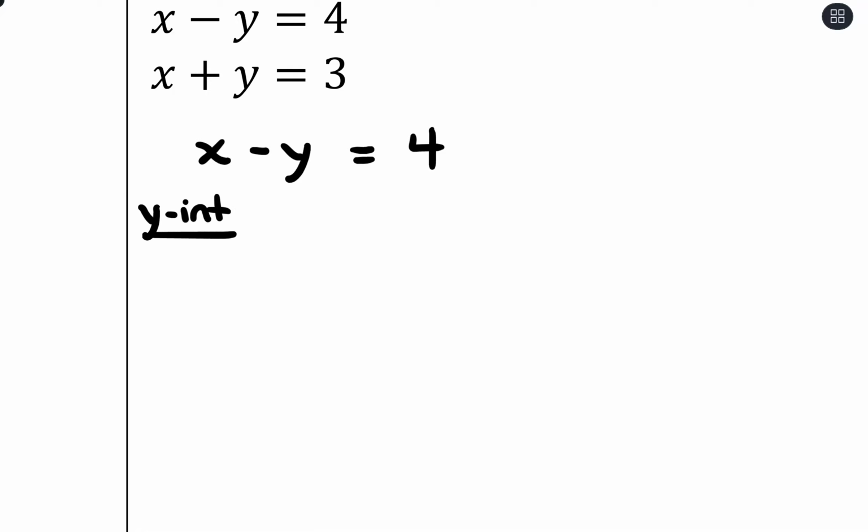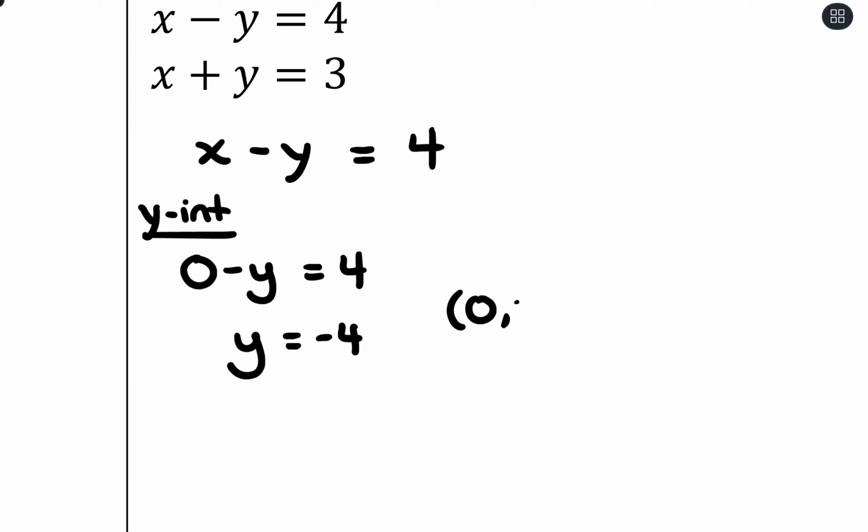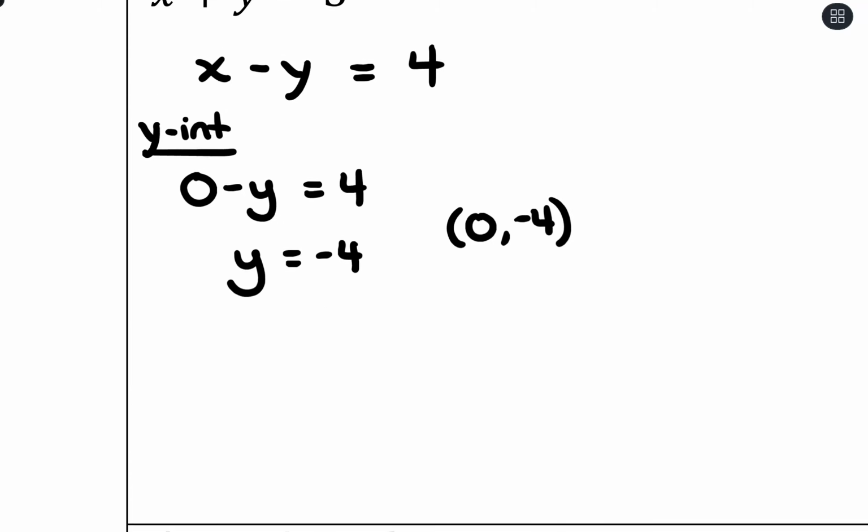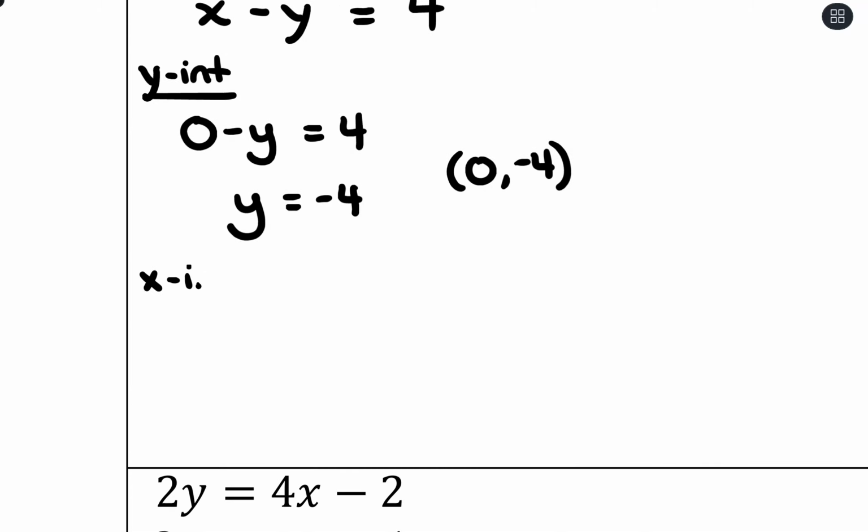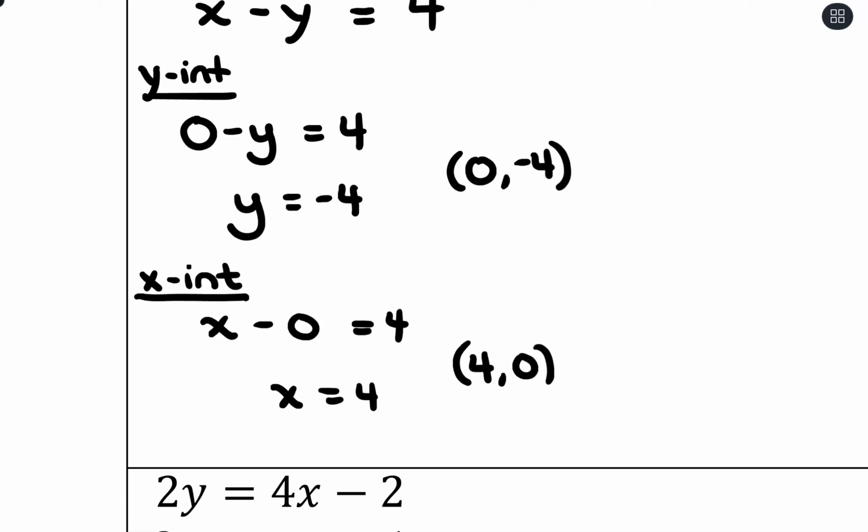So that's when we plug in x equals 0, which is negative y equals 4, which gives us y equals -4. So we have 0, -4, and x-intercept, we're going to plug in 0 for y, so x minus 0 is equal to 4, so x is equal to 4, so we also have the coordinate 4, 0.